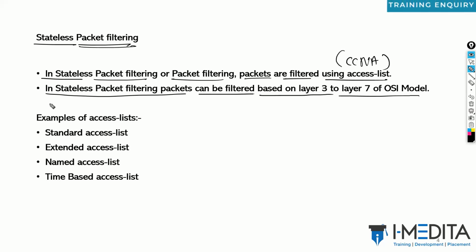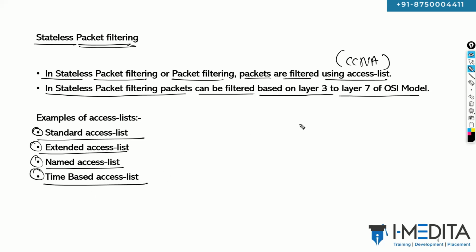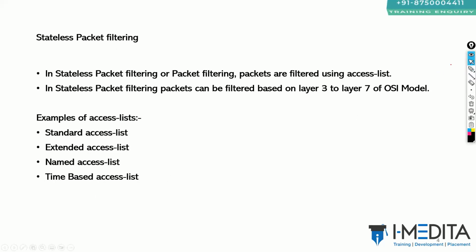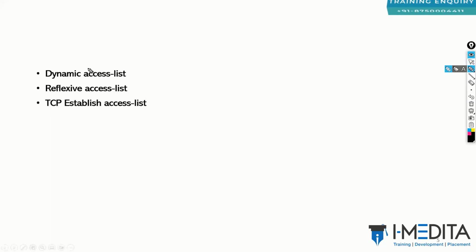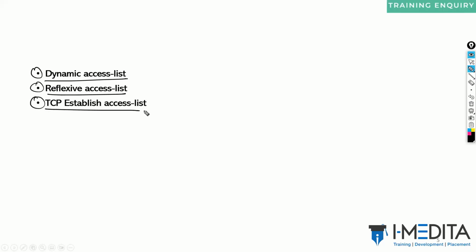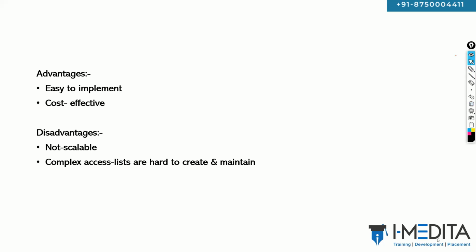Now it is clear. Now the question is this: how many types of access list can we configure here? You can configure standard access list, you can configure extended access list, you can configure named access list, you can configure time-based access list, as well as other types of access list that are also available. You can configure dynamic access list, you can configure reflexive access list, you can also configure TCP established keyword ACL. Now, after knowing what is packet filtering, we have to go through the advantage and disadvantage of packet filtering.